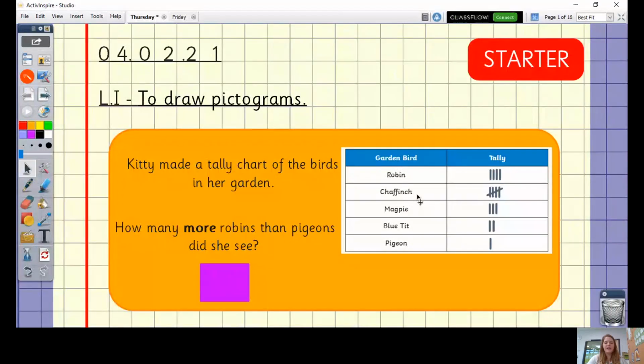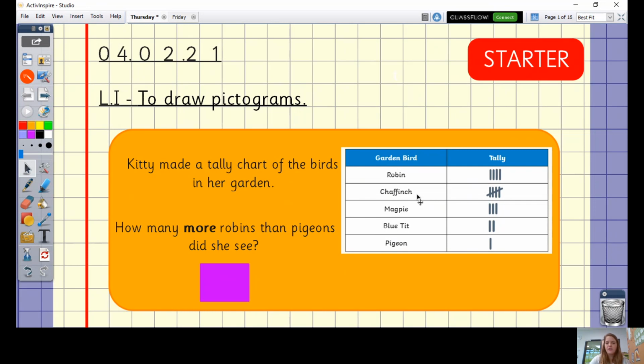Okay, here we are. Hopefully you can see what I can see. So just a quick starter to warm up our brains this morning. I have got a question for you relating to the learning you were doing yesterday. Kitty made a tally chart of the birds in her garden. You can see that tally chart on the screen with us now. How many more robins than pigeons did she see?